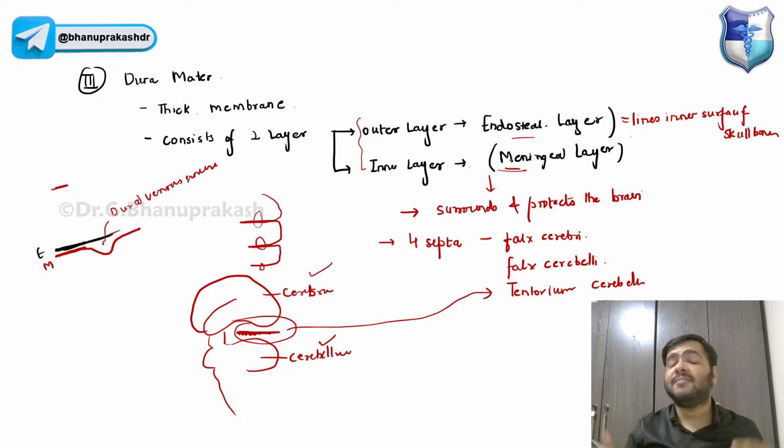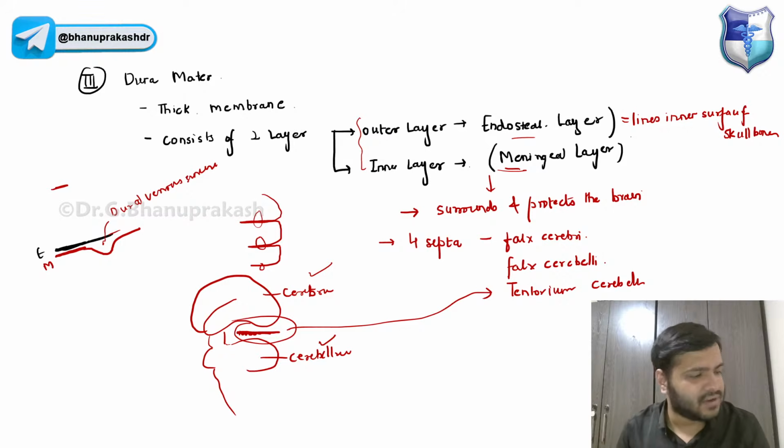Endosteal and meningeal layers are tightly adherent to each other, but at certain places the gap is more, and the fluid you get over here is called the dural venous sinuses. That is something you have to remember, right?